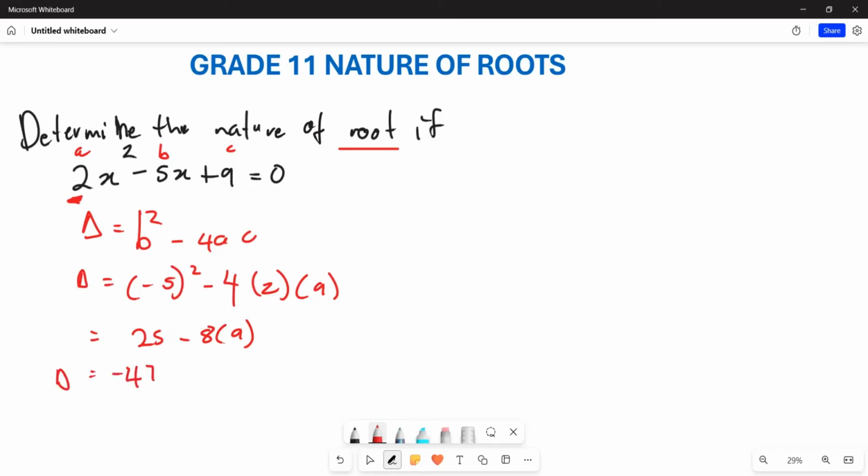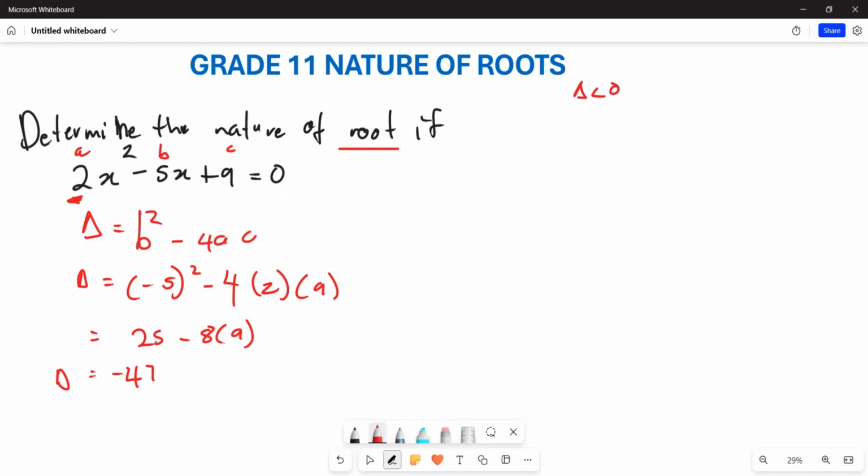You remember that under the three categories we described, firstly you can have a discriminant that is less than 0.